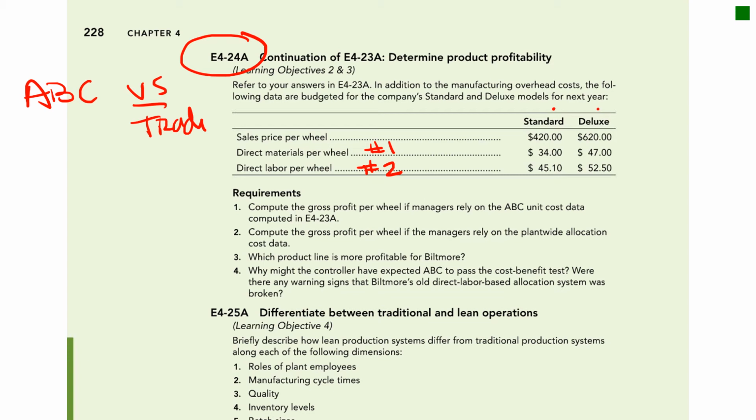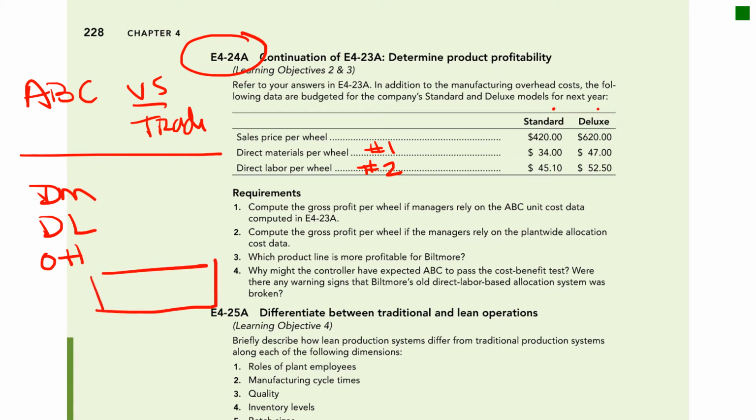We'll get to that in a moment. But essentially what they want you to come up with is the gross profit, if you're doing ABC versus the plant-wide allocation. So of course, before you can do that, you need to know the cost. So again, your basic setup will be direct materials plus direct labor plus your overhead. You'll do that for both the standard and the deluxe. So you'll come up with a product cost. And then of course, that's your cost of goods sold. You'll then take your sales price minus your cost of goods sold. That'll give you your gross profit.